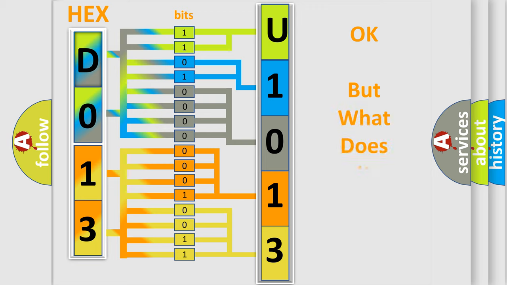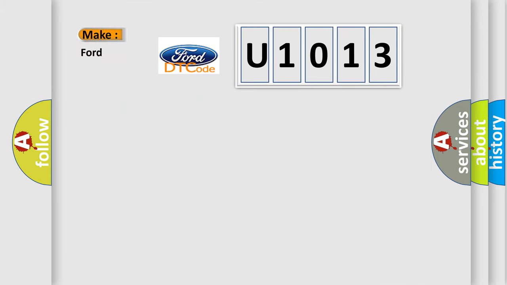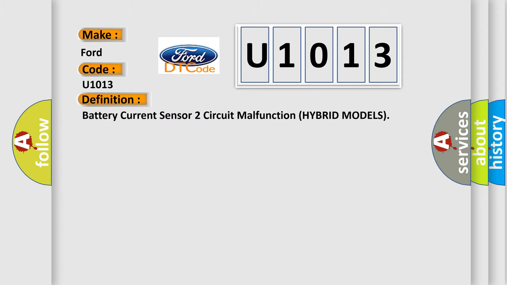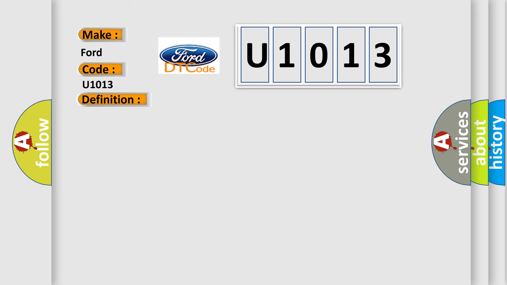The number itself does not make sense to us if we cannot assign information about it to what it actually expresses. So, what does the diagnostic trouble code U1013 interpret specifically for Infiniti car manufacturers? The basic definition is battery current sensor 2 circuit malfunction, hybrid models. And now this is a short description of this DTC code.